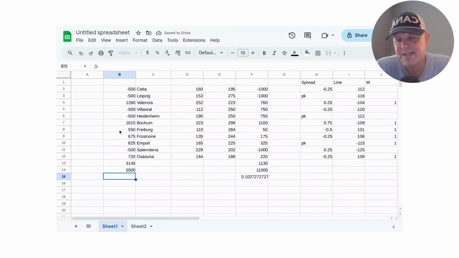$3,145, right? Now, the home side won 6 out of 10 matches. That's not realistic in soccer for the home team to win 60% of the time. I'm going to go back and look at December's log and show you the results of that.